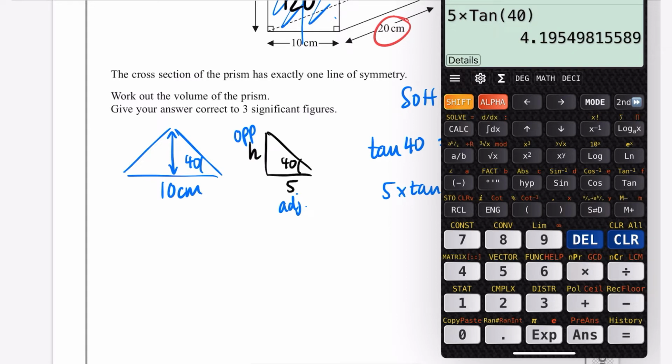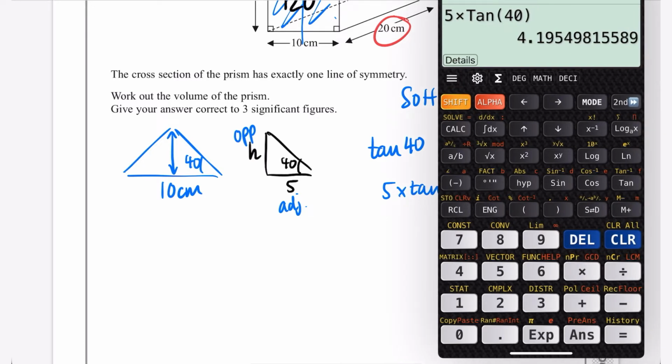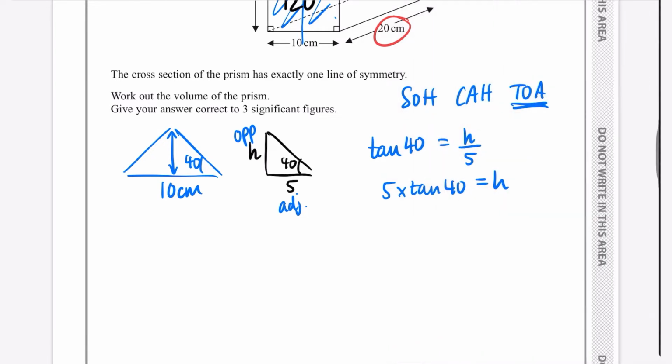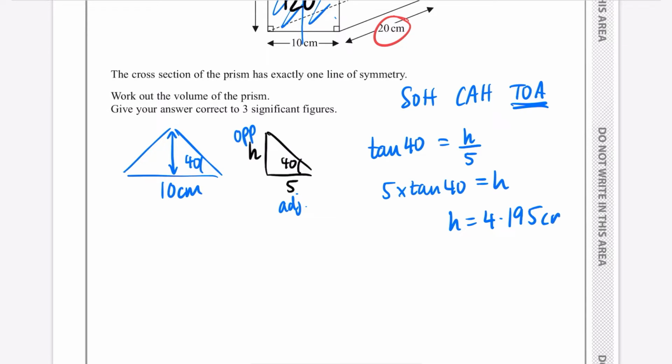I'm going to just write a few of those numbers out so that I can do it correct at the end. 4.195. So the height is 4.195 centimeters. So going back to this diagram that we've got over here, we now know that the height is 4.195. So I can find out the area of the triangle.